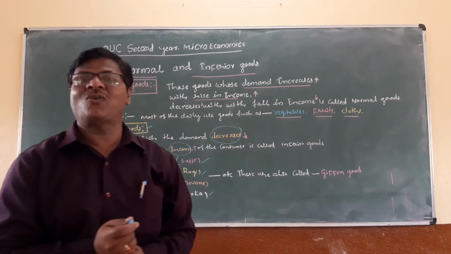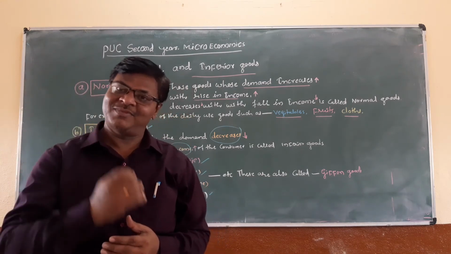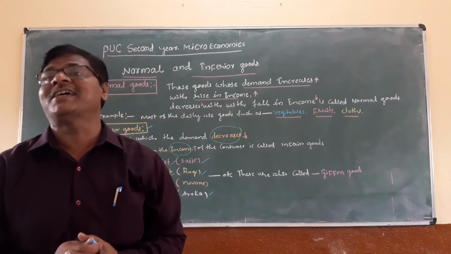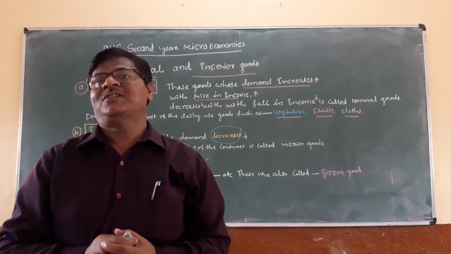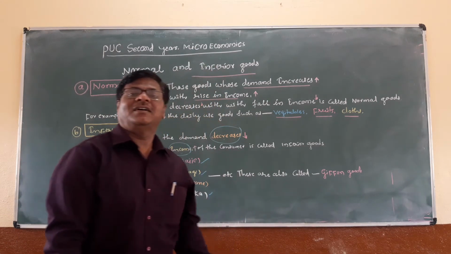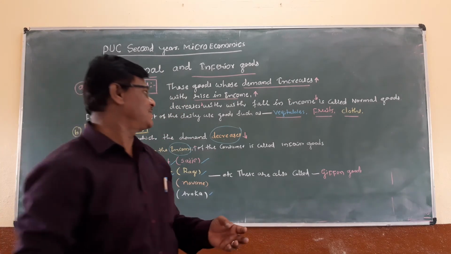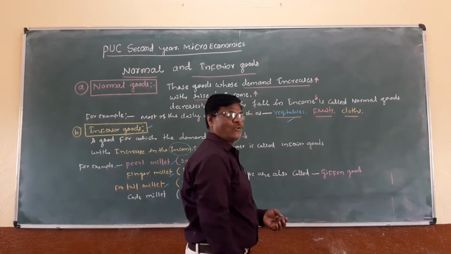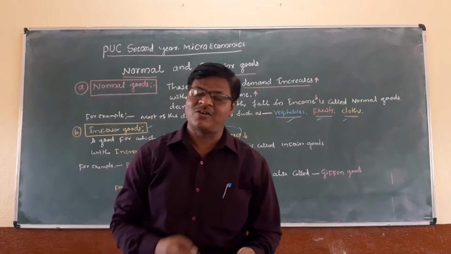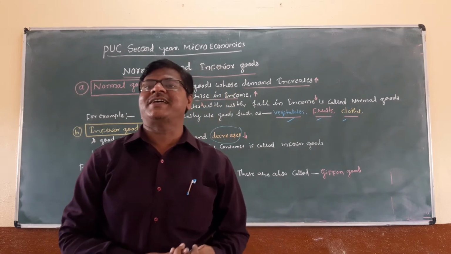Once again, those goods whose demand increases with a rise in income and decreases with a fall in income are called normal goods. For example, examples of normal goods that we use daily are vegetables, fruits and clothes. These vegetables, fruits and clothes we use in daily life are called normal goods.